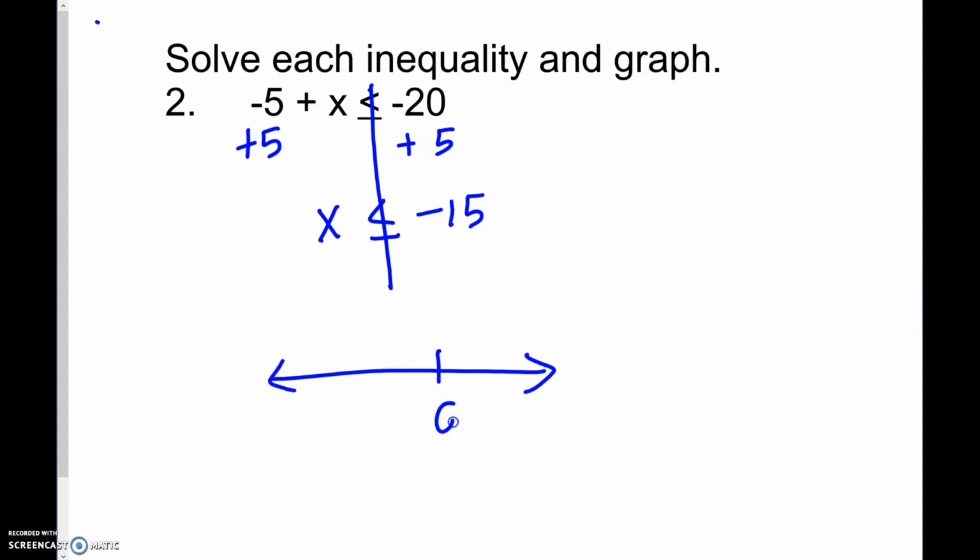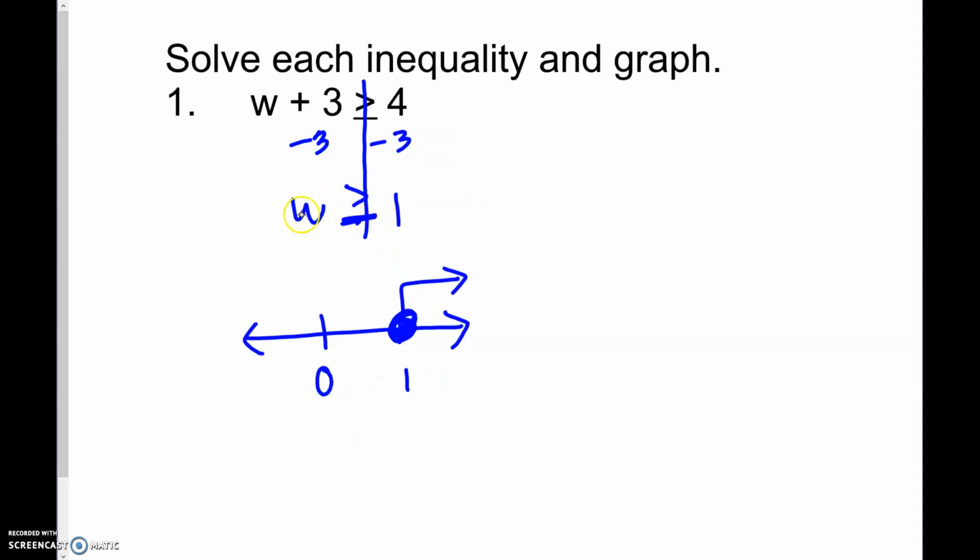All right, so I have my 0, I have my -15. Because it has this line underneath it, I am going to have a closed circle at -15. And it says any number less than. Notice the letters first, and when the letters first, this symbol actually points the way I want it to. So look at this one, the letters first, any number, and then I have my symbol. Do you see how it's pointing to the right? And when I graphed it, it goes to the right.